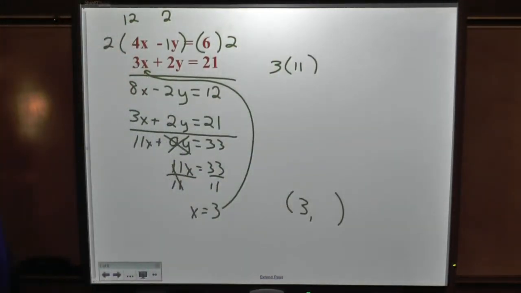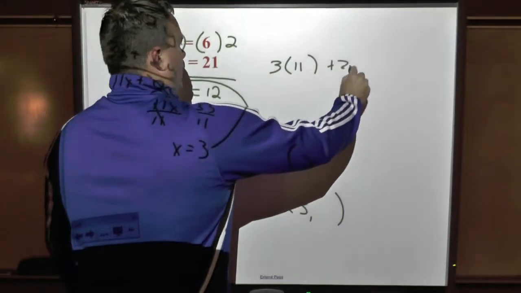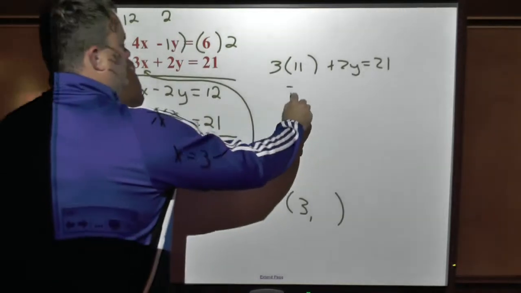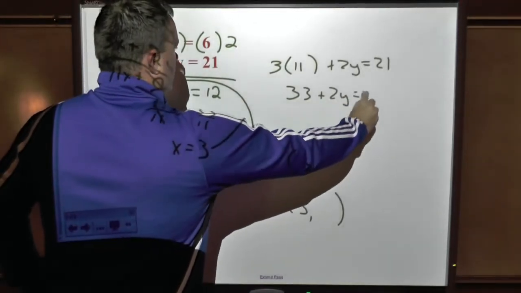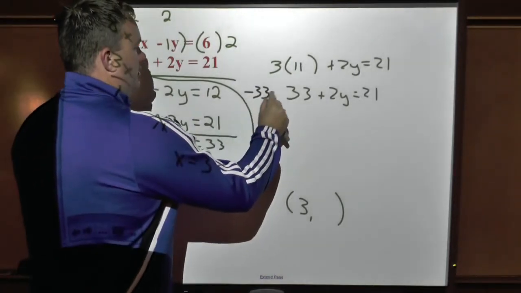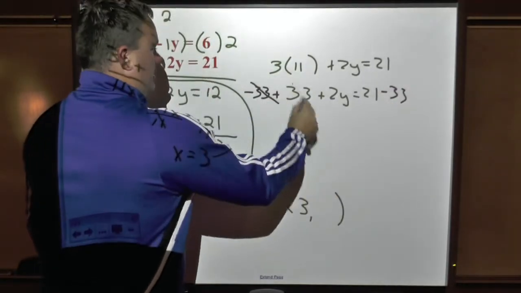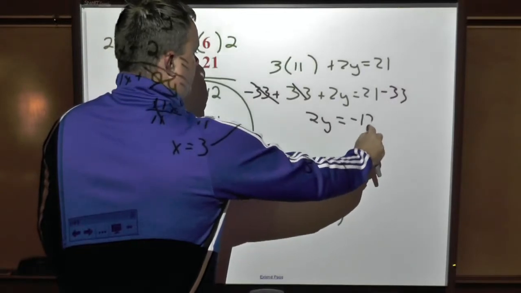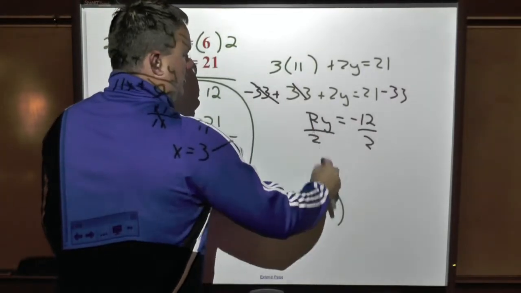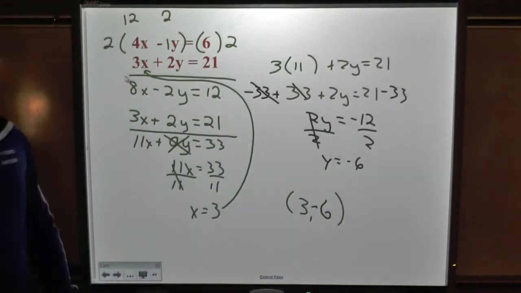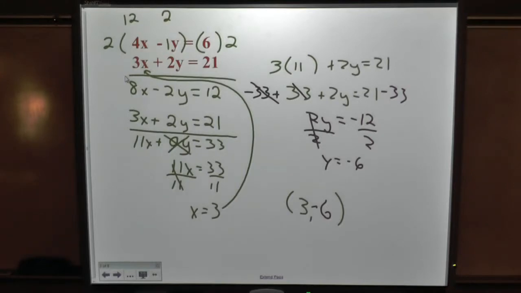So 3 times x, which is now 11, plus 2y equals 21. 3 times 11 is 33, plus 2y equals 21. Two-step equation at this point. Add negative 33 to both sides. That's 0, so you get 2y is equal to negative 21 minus 33, which is negative 12. Divide by 2, and y is negative 6. So if you drew these two lines, they would intersect at the point (3, negative 6). Let's try another one.